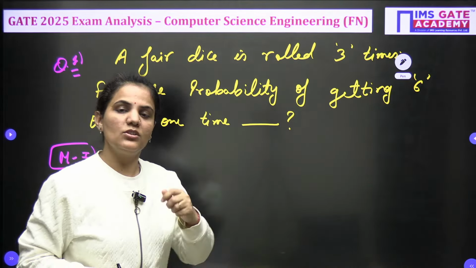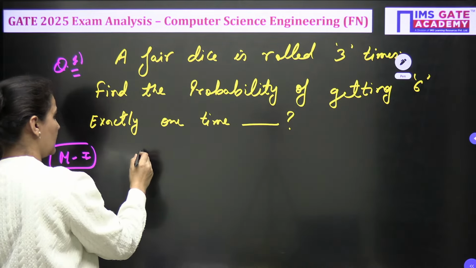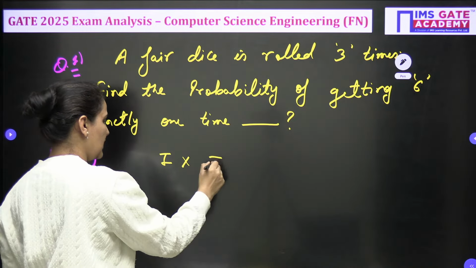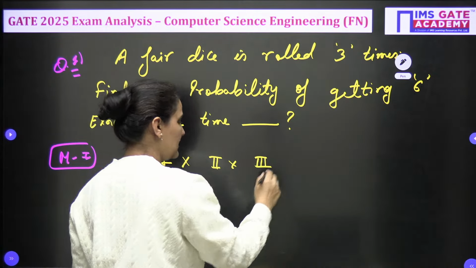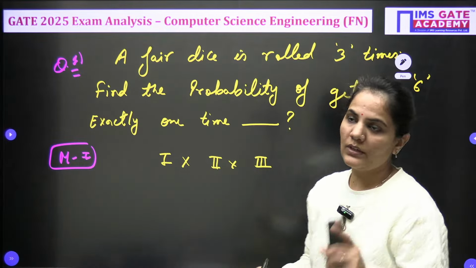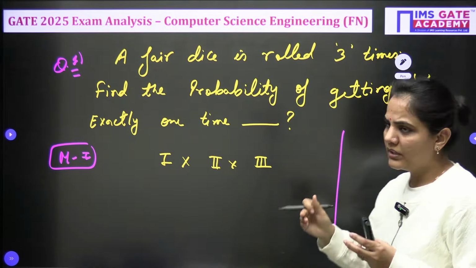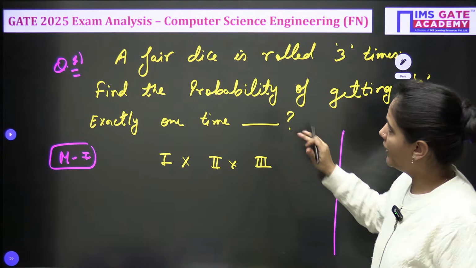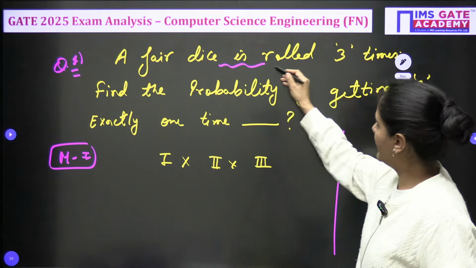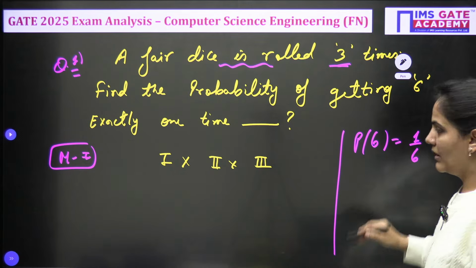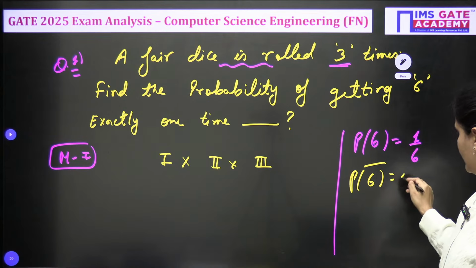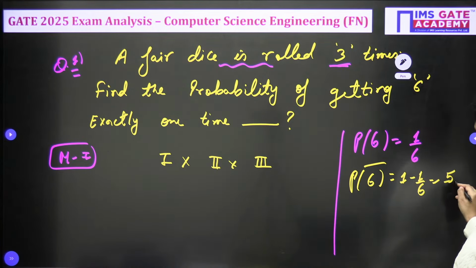So how we can solve it very easily, with the easiest method: I have 3 rolls. When you are rolling one dice one time, the total number of outcomes is 6. When you go with 3 times, again 6 power 3. Or, since the fair dice is rolled 3 times and you are looking for 6, the probability of getting 6 will be 1 by 6 because this is a fair dice. Probability of not getting 6 will be 1 minus 1 by 6, which is 5 by 6.